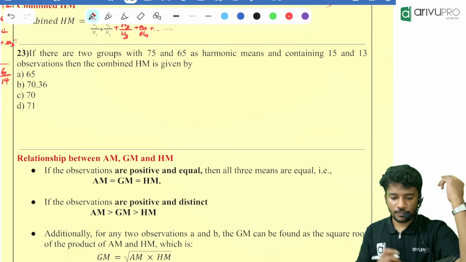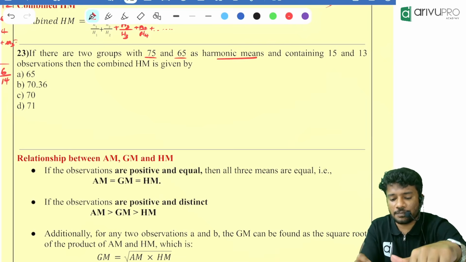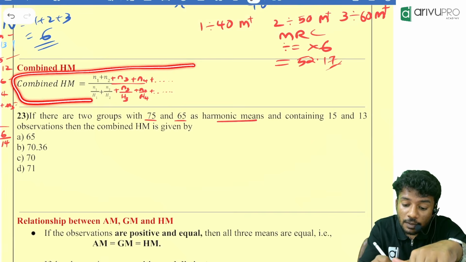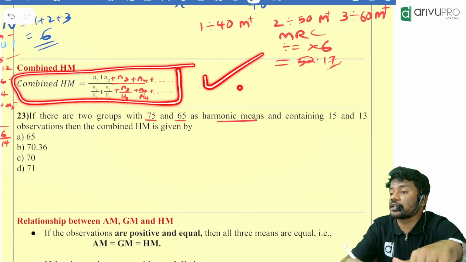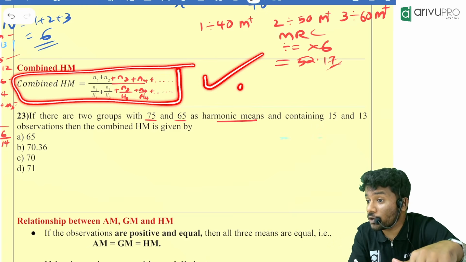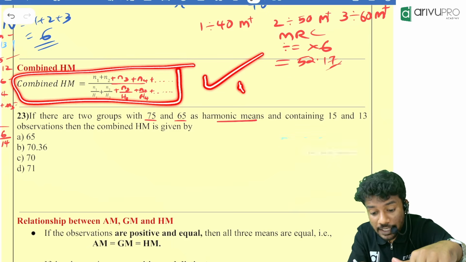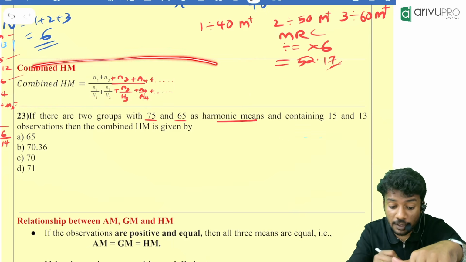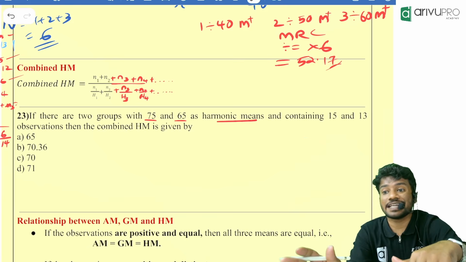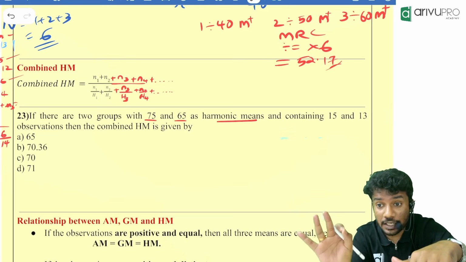If there are two groups with 75 and 65 as the HM... and one more thing I'll tell you, there were multiple attempts, they asked the formula of combined harmonic mean as a question. They asked what is the formula, how to find its combined harmonic mean. They have asked like that multiple times in the previous year. Make a note of that also. This formula is very important, and you will also find a question for your examination based on either harmonic mean or combined harmonic mean. Keep a note of it.